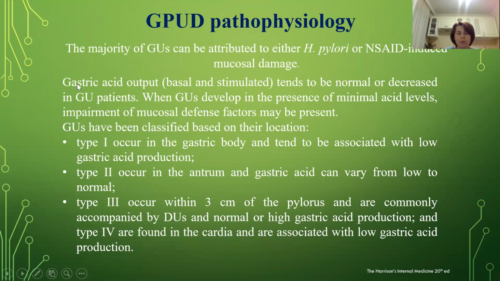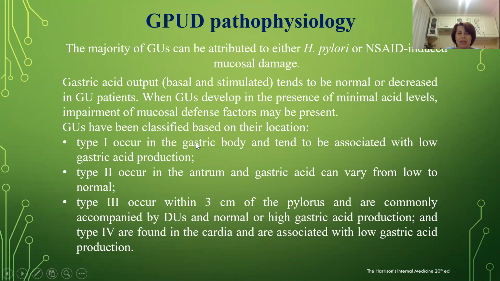Gastric acid output, basal and stimulated, tends to be normal or decreased in gastric ulcer patients. When a stomach ulcer develops in the presence of minimal acid levels, impairment of mucosal defense factors may be present. Stomach ulcers have been classified based on their location.